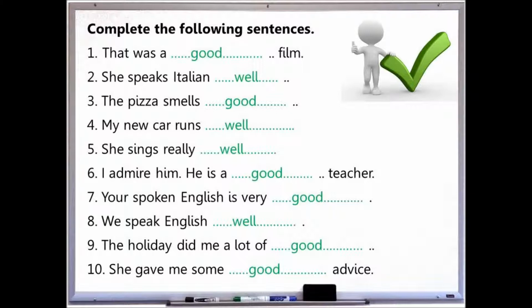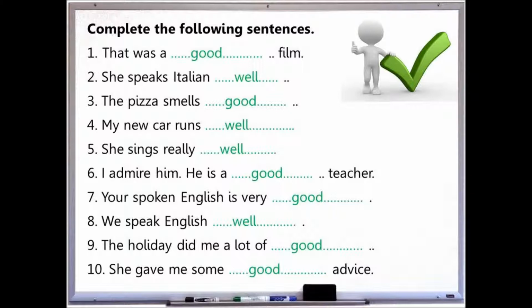Let's find out. Question 1. That was a good film. Good describes the film. 2. She speaks Italian well. Here we're describing how she speaks, so we need the adverb well. 3. The pizza smells good. We're describing the quality of the pizza. 4. My new car runs well. Here we use the adverb to describe how the car is running. 5. She sings really well. Again, we're commenting on how well she sings.